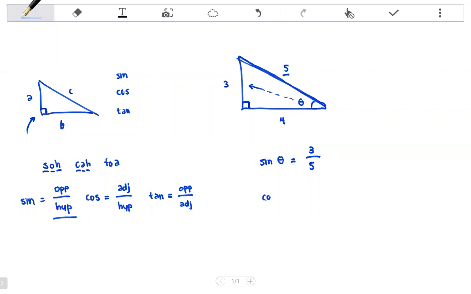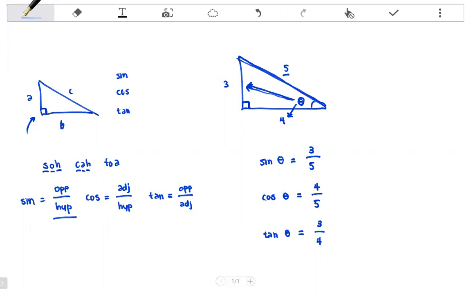Let's try cos theta. Well, cos theta is adjacent over hypotenuse. Okay, what's adjacent of this angle? Adjacent means next to. If you guys don't know what that means, it means nearby. So this is opposite of it, but what's adjacent to it? Well, 4 is next to angle theta, right? So 4, and hypotenuse is going to be 5. Tan of theta, opposite over adjacent. Opposite once again is just 3, and adjacent is going to be 4.